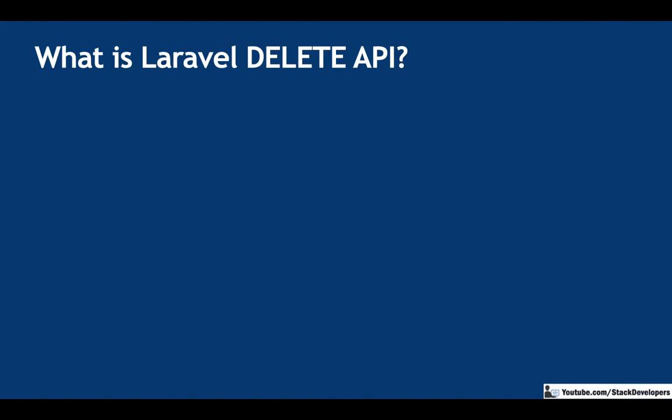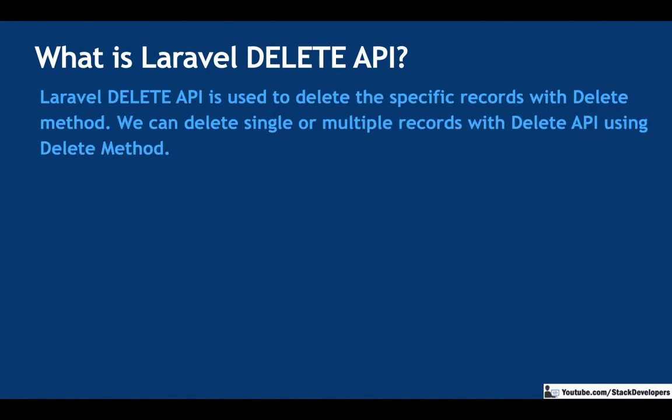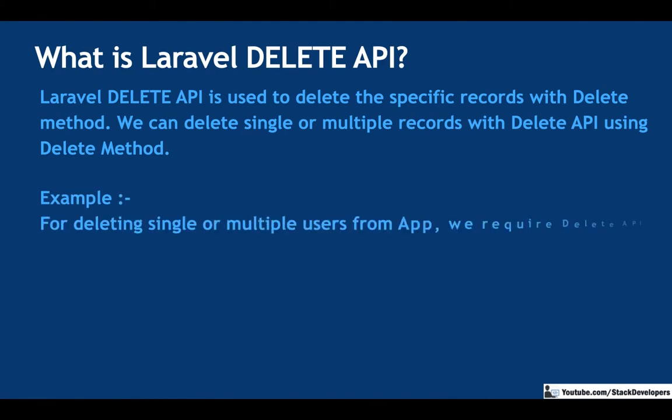Now we are going to do the Delete API. What is Laravel Delete API? Laravel Delete API is used to delete specific records with the delete method. We can delete single or multiple records with the Delete API using the delete method. For example, for deleting single or multiple users from an app we require the Delete API.